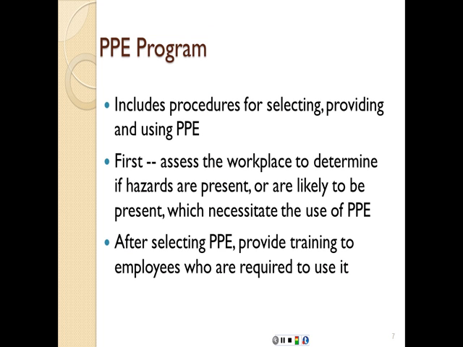The PPE program includes procedures for selecting, providing, and using the PPE. First, assess the workplace to determine if hazards are present. Again, that's the responsibility of the employer, which is going to be followed by the employee as well, or are likely to be present, which necessitate the use of PPE. And after selecting the proper PPE for that kind of operation, provide training to the employees who are required to use it.